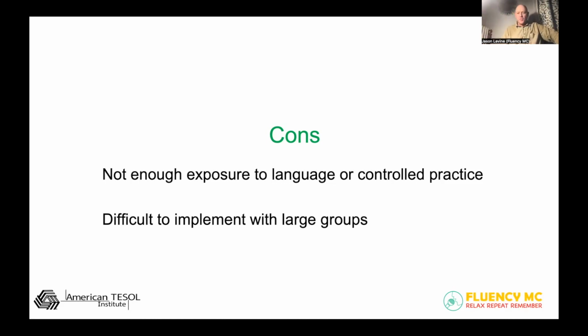Also, in a large group, it's great in a small group to get students' opinions, to have them practice functional language. It's not as easy with a big group of students to do a lot of the things that communicative language teaching wanted to do.